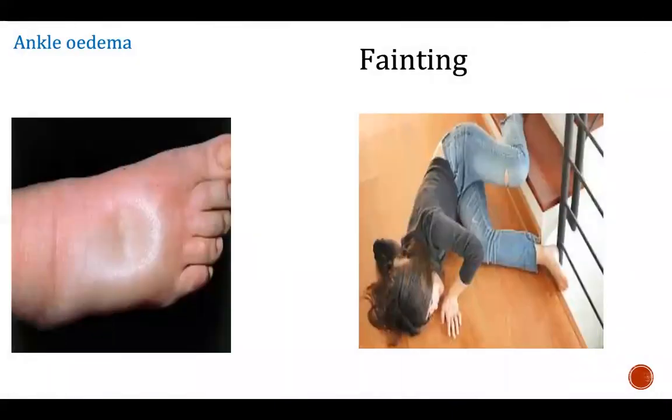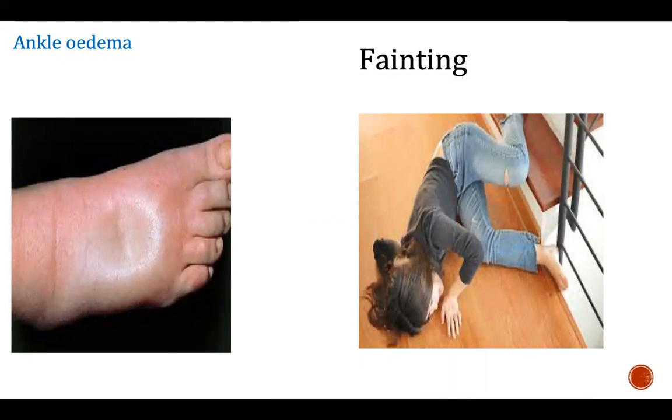You may have come across something like ankle edema or even sometimes fainting as well. So what are the things you ask about the ankle edema? There are a lot of things one needs to ask. I'll try to give you a hint. Any medication history you would like to ask? Something like diuretics. If someone is already taking water pills or diuretics, you may not be able to see ankle edema clearly.